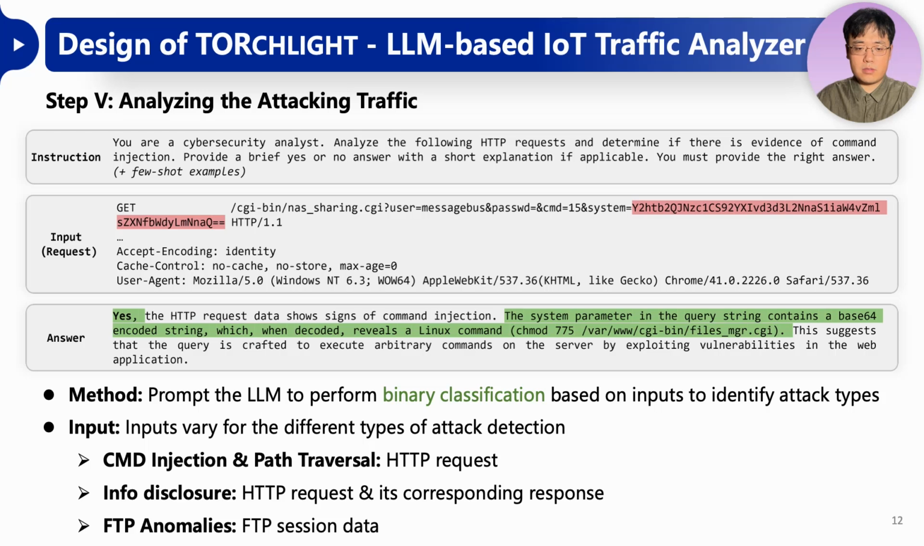Finally, once we have confirmed the traffic is from an IoT device, we analyze it for attacks. We prompt the LLM to perform binary classification based on input to identify attack types, and the input varies for different types of attack detection. Here is an example of command injection. We prompt the LLM to determine if there is evidence of command injection. From the answer, we can see that the LLM can not only identify the attack, but also correctly identify the base64 encoded command and further infer its meaning. The same method is applied to other attack types like information disclosure and path traversal.